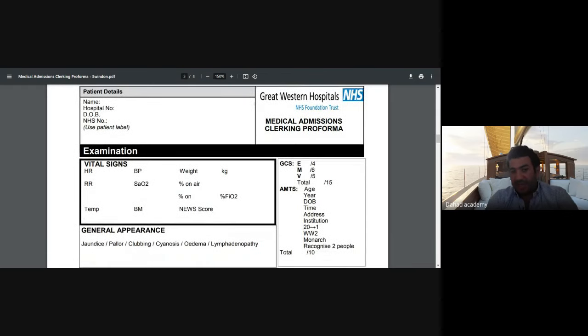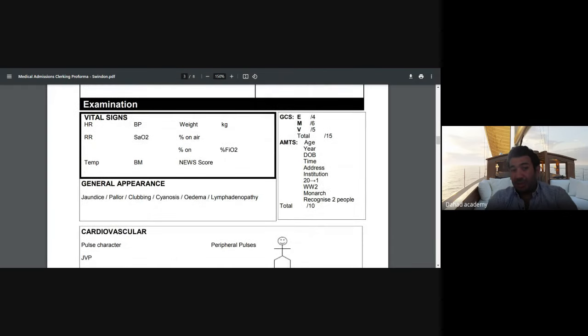Again, the patient name, and you will examine the patient. Blood pressure, heart rate, the weight, respiratory rate, the oxygen saturation, and the capillary refill time, which is crucial. And you can put the NEWS score is 1, 2, 3, 10. GCS, Glasgow Coma Scale. How is the patient doing? Is it 15 over 15? And then the mental state of the patient.